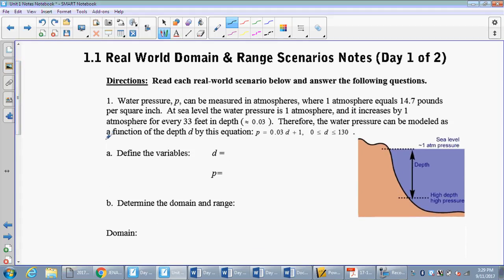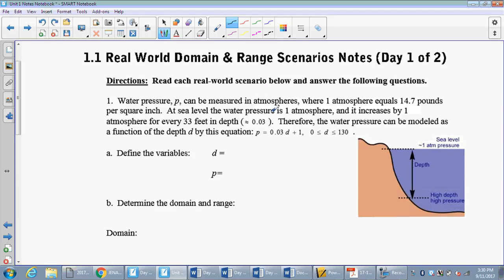Water pressure P can be measured in atmospheres, where 1 atmosphere equals 14.7 pounds per square inch. So what this means, guys, is that when you're swimming at the top of the water, you really don't feel any pressure on you. But the farther you go down in the water, you will actually feel pressure. Your body will feel a difference. And it's measured in 14.7 pounds per square inch of pressure on your body for every atmosphere that you go down.